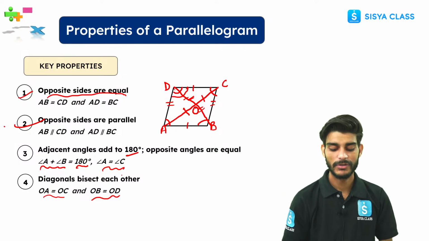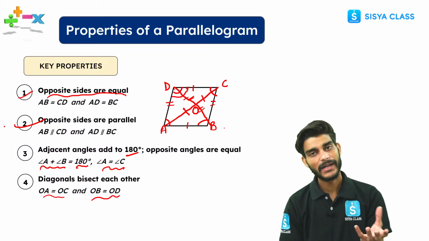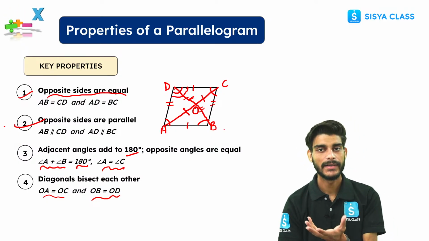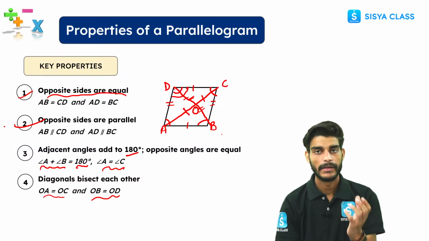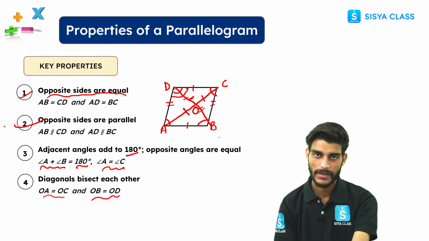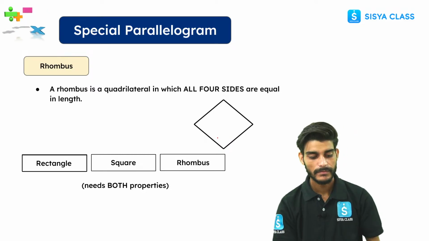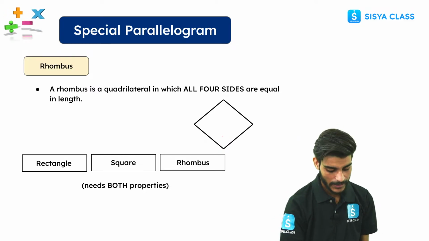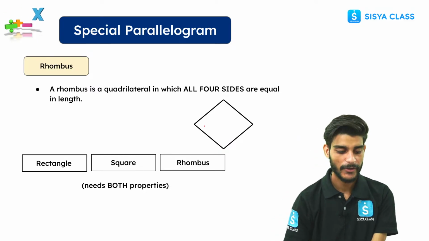So this was all about the parallelogram. Under parallelogram we have many categories like rectangle, square, and rhombus, and all of them will satisfy this property. Now let's learn about the rhombus. This is also a parallelogram.